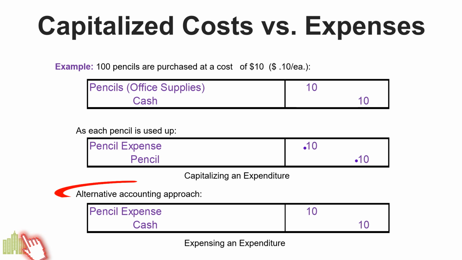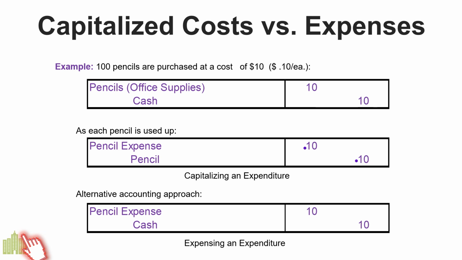Now, there is an alternative approach. The alternative approach would be to say, when we buy these pencils, let's just go ahead and call it a cost of doing business. Let's just expense the expenditure. We're still going to credit cash for $10, but instead of debiting an asset, we'll simply say, this is an expense. In this particular case, there may be two possible rationales for calling it an expense rather than an asset, even though from a technical standpoint, at this moment, it really is an asset because it's property that will provide future benefit to our business.